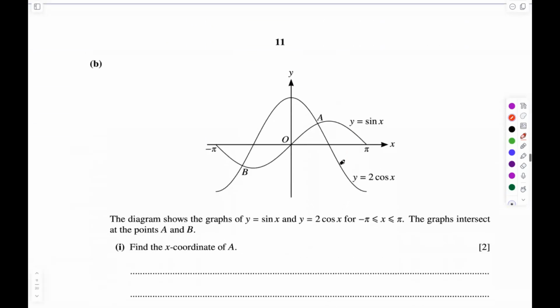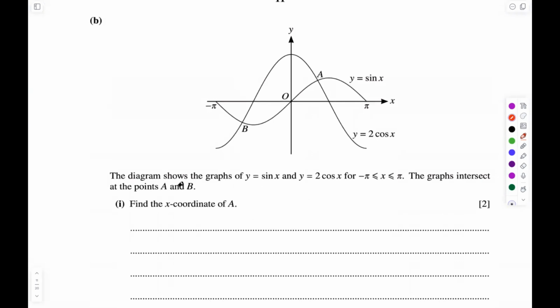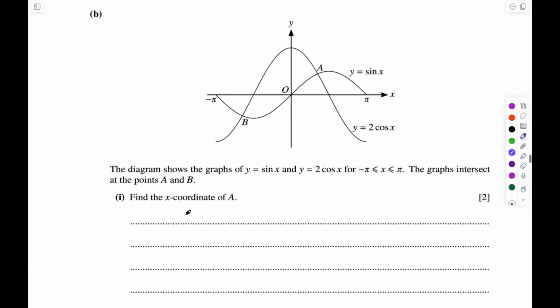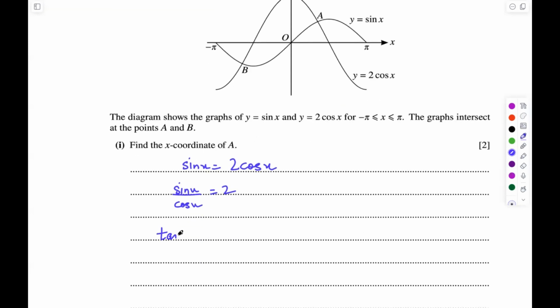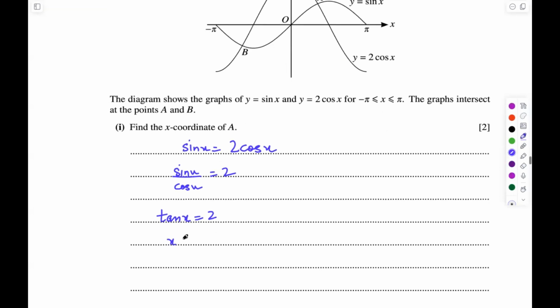In part B, it says the diagram shows the graphs of y equals to sine x and y equals to 2 cos x, for x from minus pi to pi. The graphs intersect at the points A and B. We have to find the x coordinate of A. Now, as the graphs are intersecting at the point A, we can write sine x equals 2 cos x. Dividing by cos x, that will become sine x upon cos x equals 2. So this will be tan x, and tan x will be equals to 2. So x will be equals to tan inverse of 2.